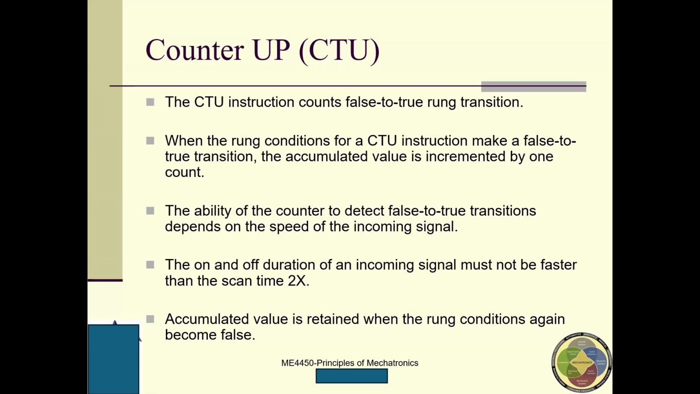Just like the stepper motor. I told you guys the stepper motor, sometimes the steps are missing, right? But here, if the signal changes from false to true very quickly, for some transitions you just miss. Right? But the accumulated value is retained when the rung condition again becomes false. Then after the rung condition changes from false to true again, the ACC value starts incrementing again. So this is how the CTU counter up works.